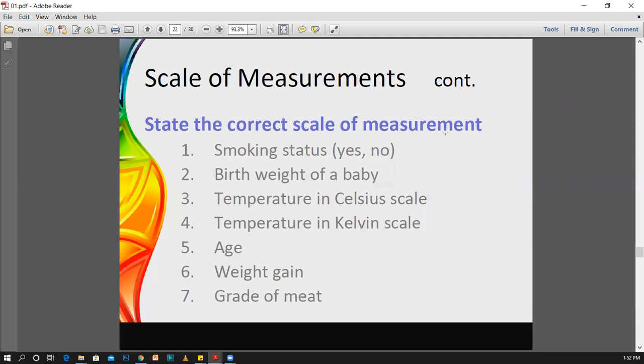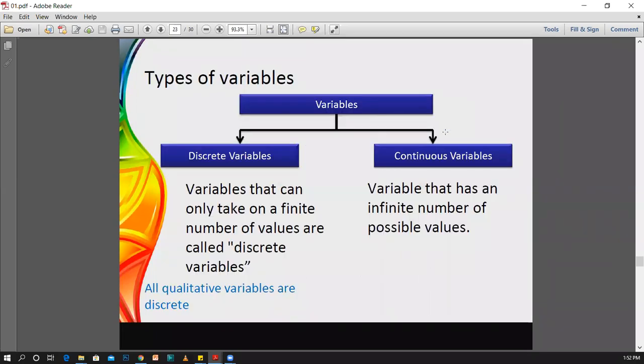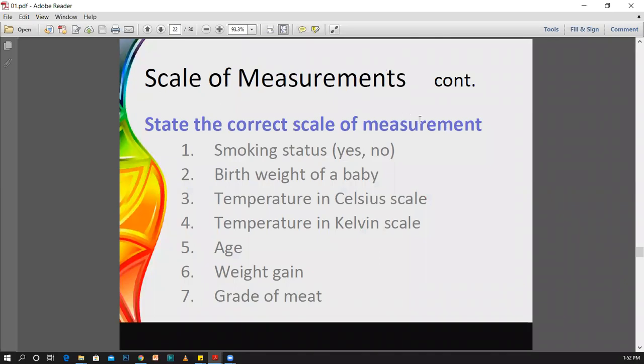Okay, here you are asked to identify the scale of measurement. Think about smoking status: you may have the answers yes or no. Definitely you can say the first one is under the nominal scale. Smoking status is the nominal scale. Then birth weight of a baby, you can consider it under the ratio scale.